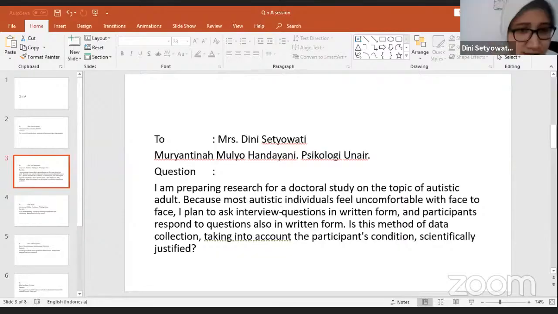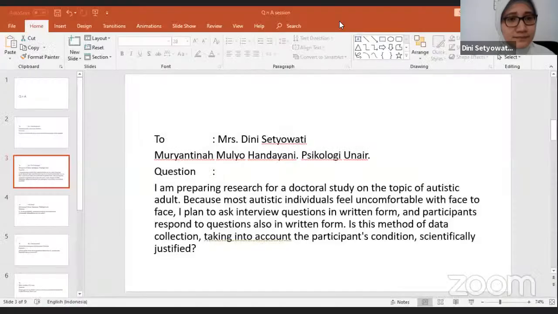Okay. So your participants will be autistic adults, but the participant may be uncomfortable with a face-to-face interview. So you plan to interview using written form rather than face-to-face interview. Maybe I have to highlight here: in qualitative research, we have to make a good relationship first with the participants. We have to get their trust first before we interview participants.